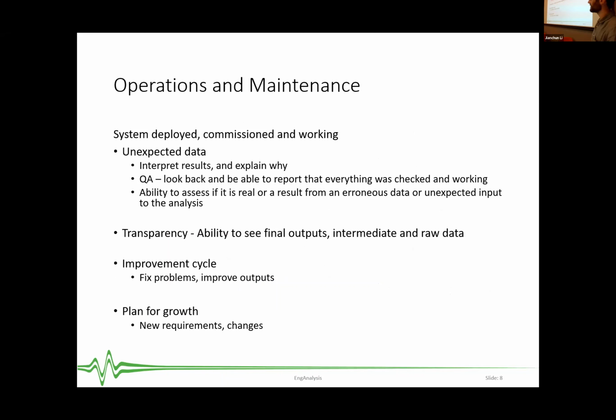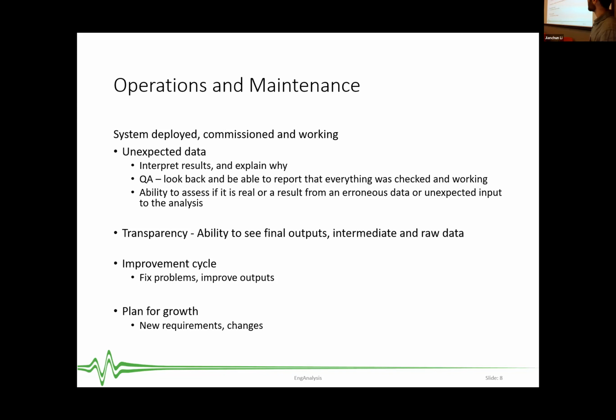Operations and maintenance, it's always a live system. It has to keep running. So this is where a system's deployed, it's commissioned and it's working, and then you get unexpected data. It doesn't fit the model and you have to explain why. So it's important to have taken care of the QA in the early stages, that we did do the calibration and this was the output.